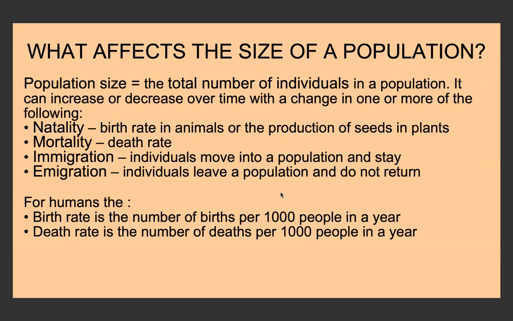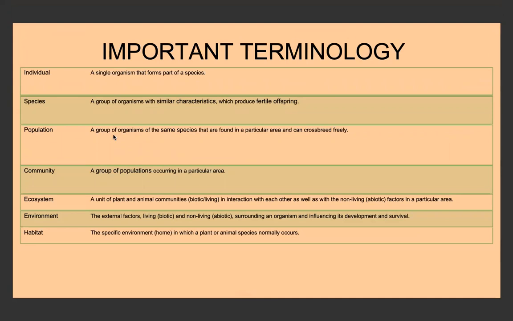population. One thing I just want to focus on for this slide, going back a little bit, is the difference between a population of organisms and a species of organisms. So a population is a group of organisms of the same species that are found in a particular area and can crossbreed freely. So the humans, okay, humans is maybe a bad example because of technology and flights and everything.